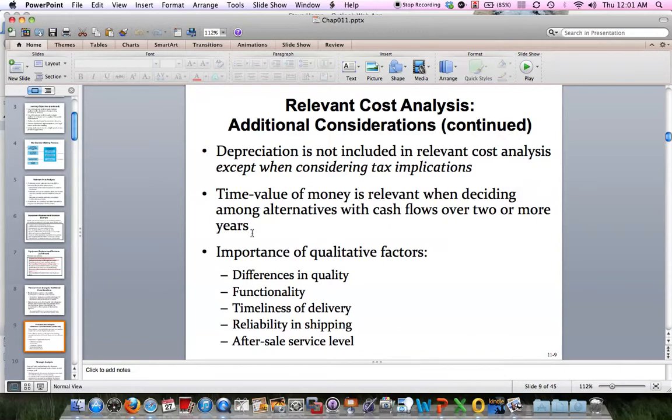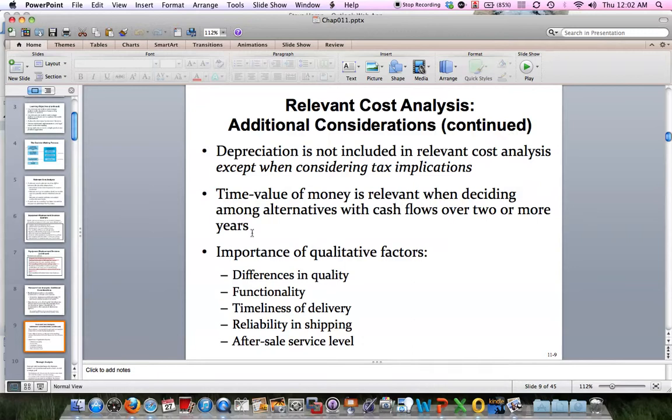We also need to think about the time value of money when we're talking about cash flows over 2 or more years. We typically ignore time value of money if we're just thinking within the next year, the short term. But as soon as we move into more of a long-term analysis, then we have to be thinking about the time value of money. And then also we have the qualitative factors, and we have to keep those in mind throughout the chapter.